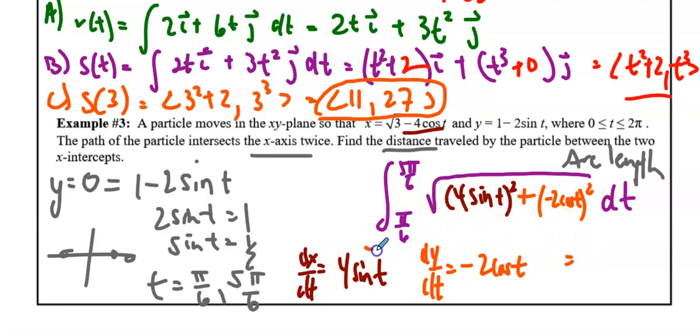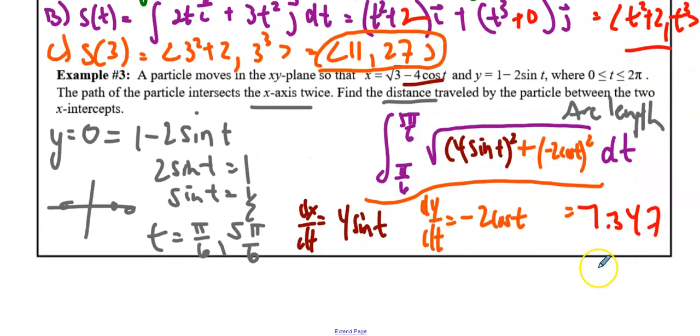So this is in our calculator. We're going to plug this into our calculator, and you're going to get 7.347. So this would be the answer to this problem, knowing this is the arc length. But I think the hardest part here may have been just to figure out what our bounds were. But there's always something.